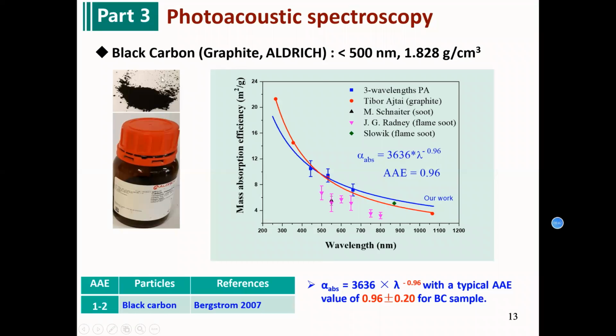And this figure shows the measurement result of black carbon. The black carbon is a conventional graphite from Alfa Aesar with size less than 500 nanometers. And this figure shows the determined mass absorption efficiency at different wavelengths. The determined mass absorption efficiency is well consistent with the previous reference, and the simulated AAE is around 0.96, which is the typical value of AAE for black carbon.